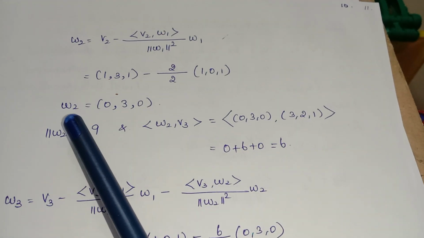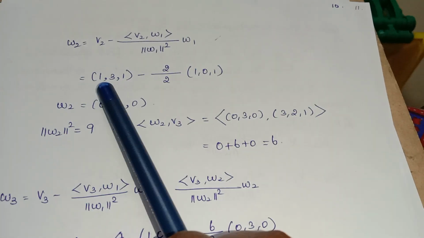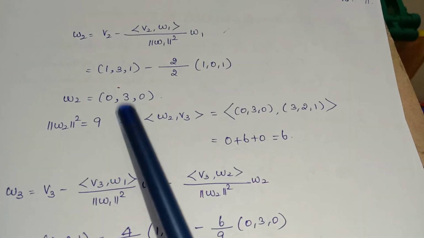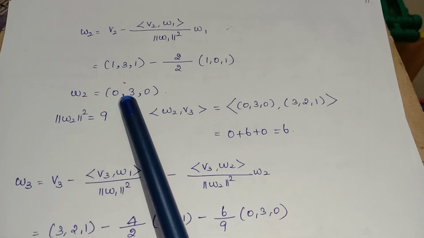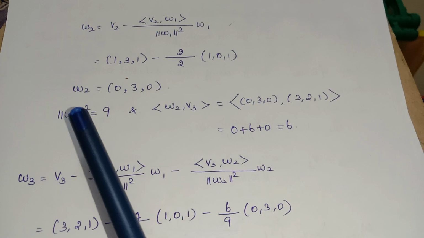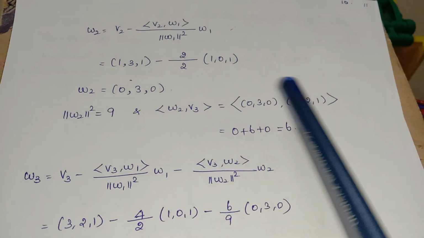Right. Therefore, W2 equal to, this will be 1, no? So just you subtract, coordinate wise subtraction. 1 minus 1 is 0, 3 minus 0 is 3, 1 minus 1 is 0. This is my W2. So whenever you find one vector here, you find its norm and you find its inner product with the remaining vectors.